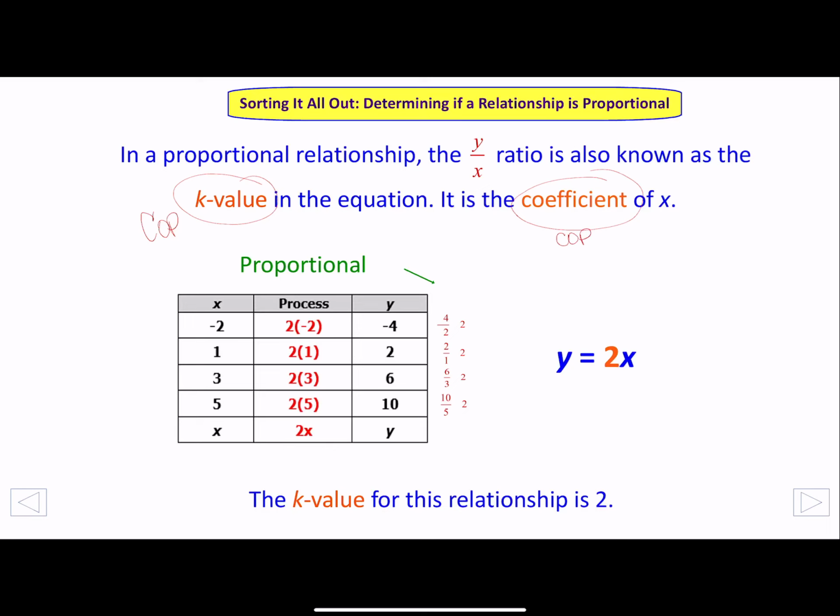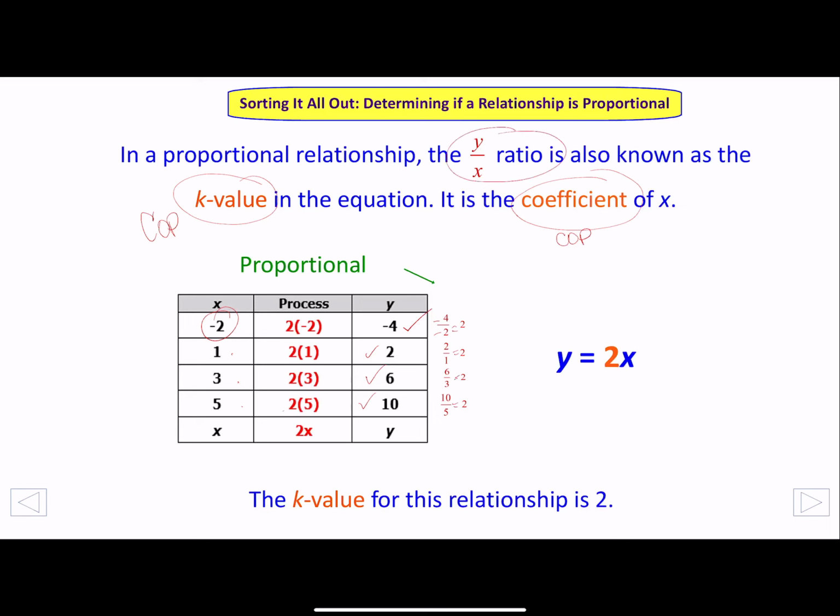So, for example, if you have a constant of proportionality, that means that you can multiply the x value by the constant of proportionality, and that will automatically give you the y value, okay? So if you have a constant of proportionality of 2, and you multiply it by the x value, which in this case is -2, it's supposed to give you -4, which it does, right? 1 times 2 gives you 2. 3 times 2 gives you 6. 5 times 2 gives you 10. So all this is actually true, okay?